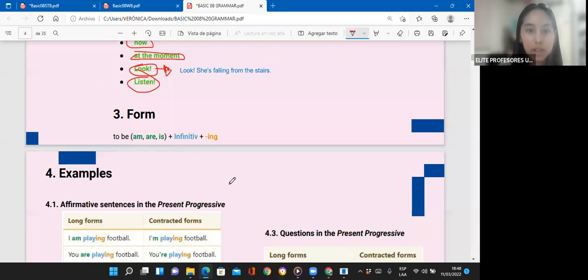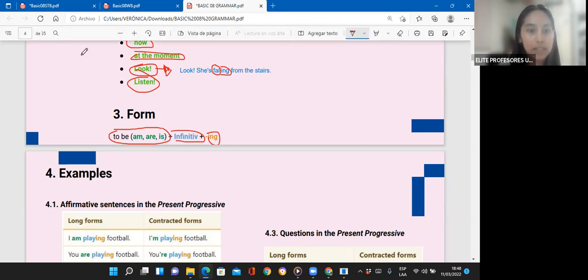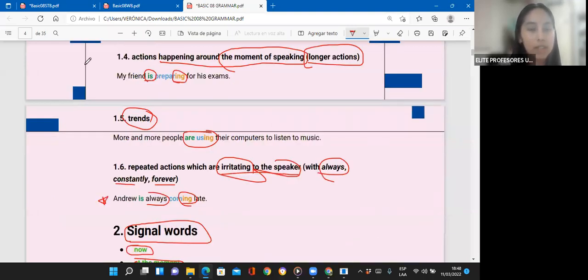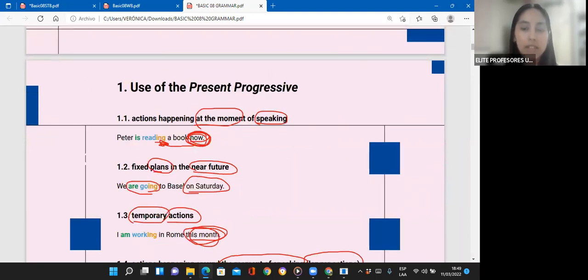What else? Let's talk now about the form. How is this grammar form? We have to be, okay, I think Isa said that, very good. We have to be: am, are, is, plus the infinitive, which means the verb, in this case fall, and the ing. The ing here, falling. All right. Is that clear? Do you have questions about this grammar? This is very easy. You just have to add the be, the infinitive, and the ing.